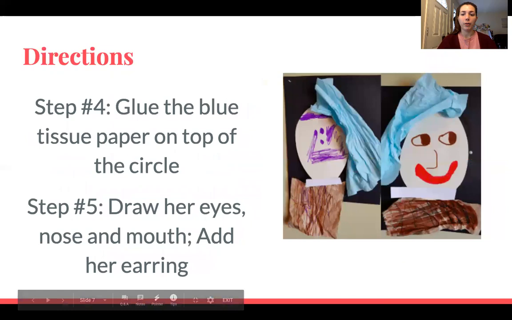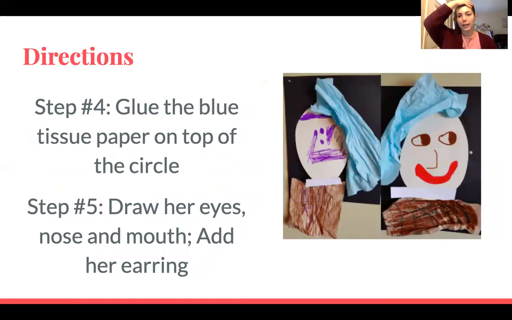And then for step 4, we're going to put her head wrap on. So we're going to take that blue tissue paper or regular paper and just glue it around her head so it looks like it's on her head, like in our original painting.